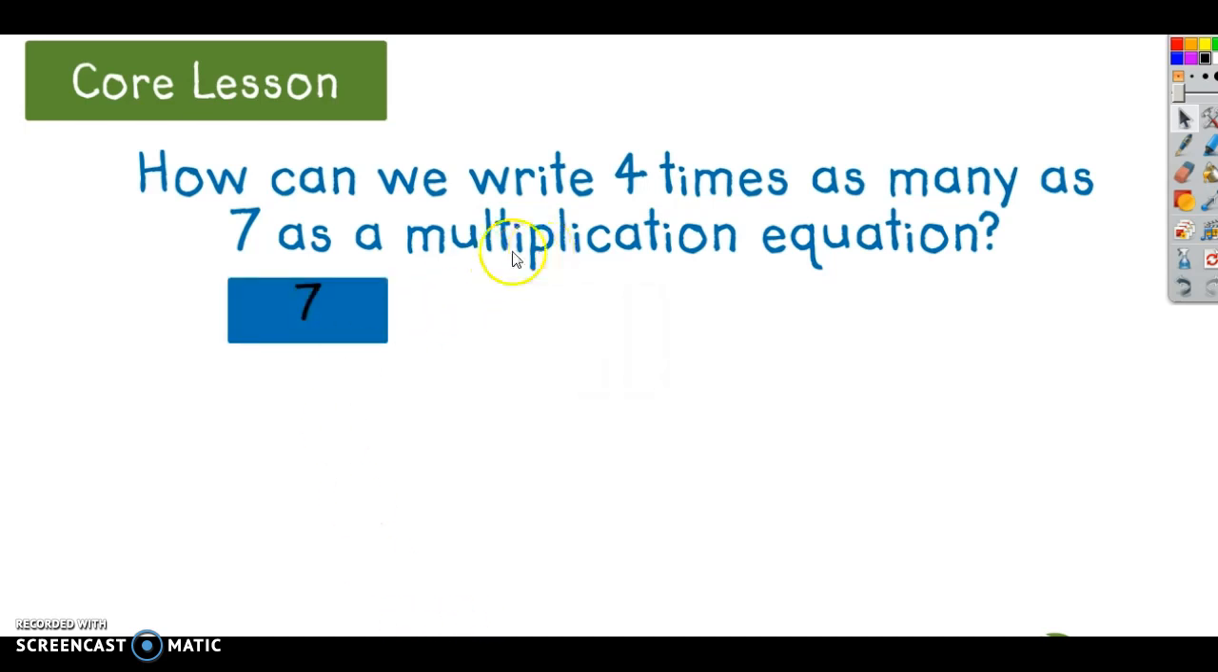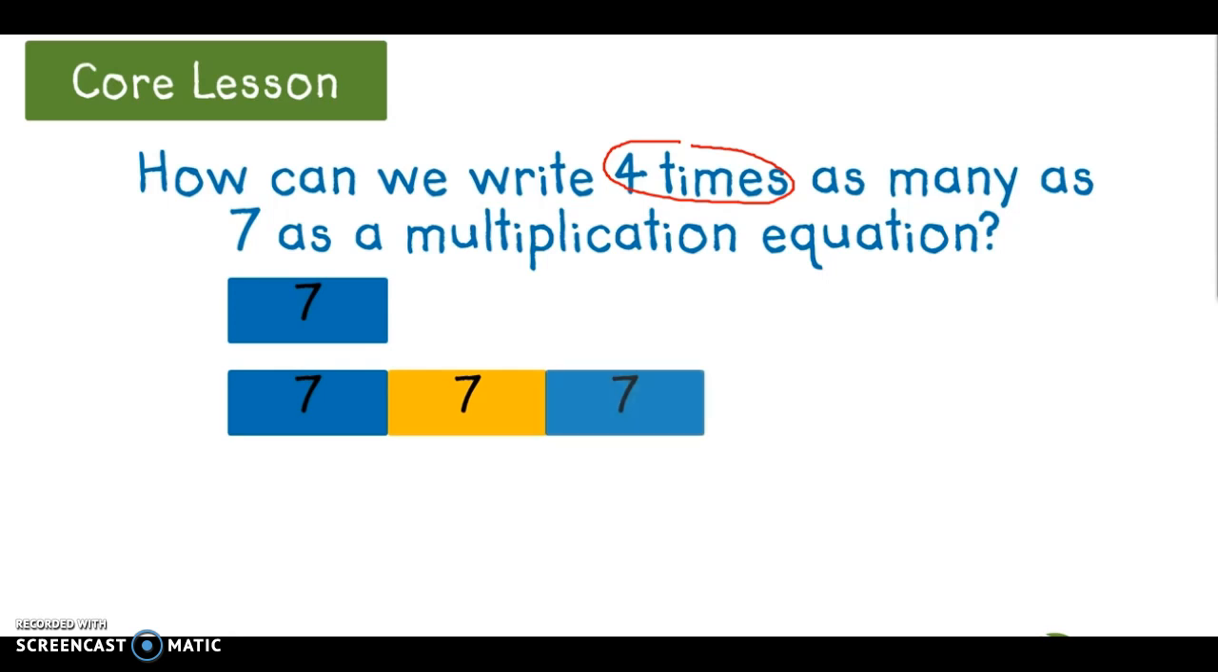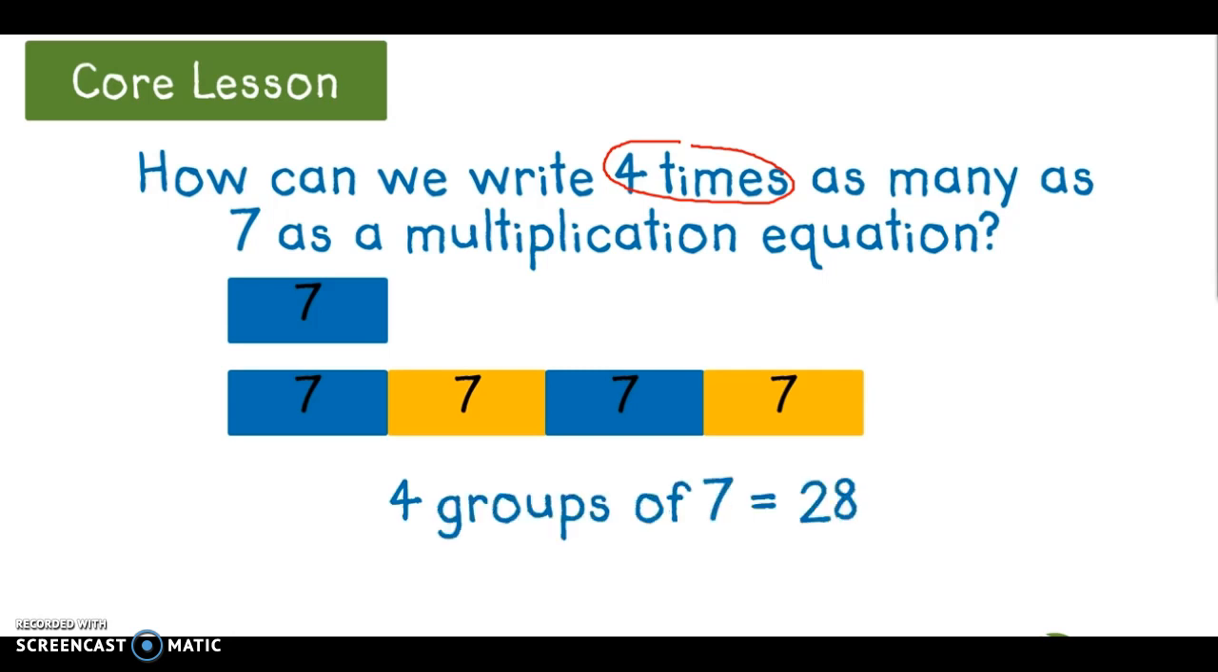So now you see how this one's different, because now 7 is going to be the number in each group, because we're doing 4 times as many as 7, and we're only going to do it 4 times. But this time 7 is going to be in each group. So 1, 2, 3, 4. So that would be 4 times as many as 7. So 4 groups of 7 equals 28. And the equation is just flip-flop. This time it's 4 times 7 equals 28, whereas last time it was 7 times 4 equals 28.